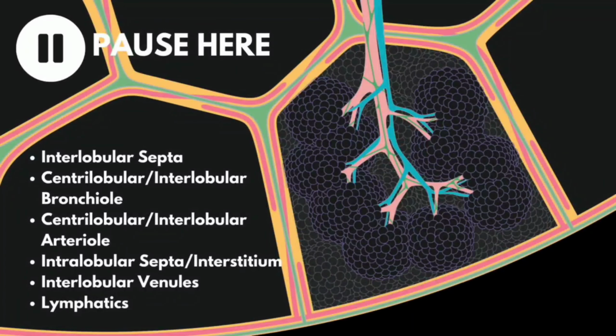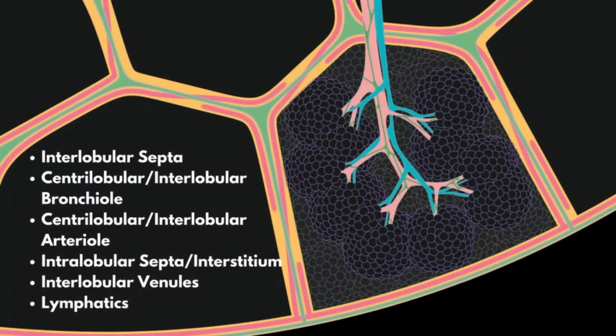When interpreting chest CT, pause the video here and see if you can assign a label to each of the structures represented by the different colors in this image. If you can't, don't worry. After completing this video, you will be able to name all 6 structures.